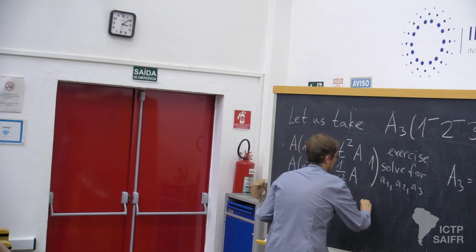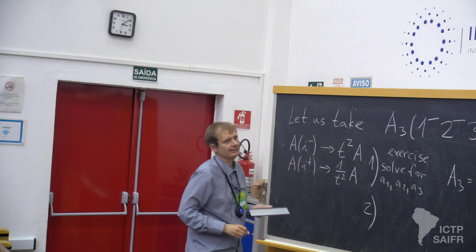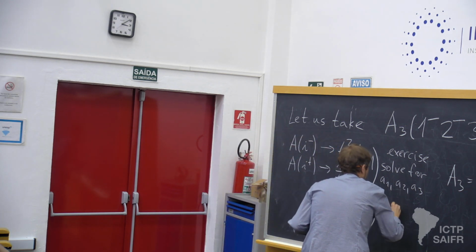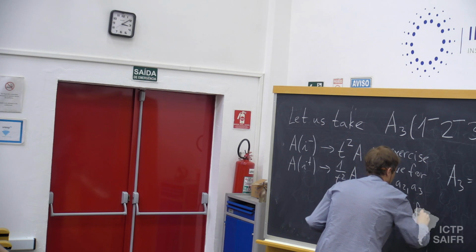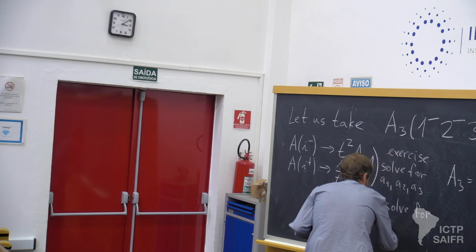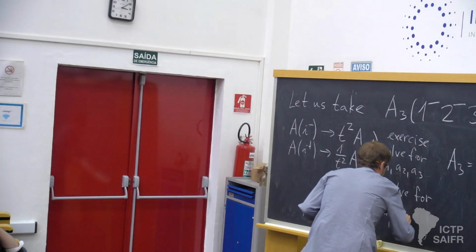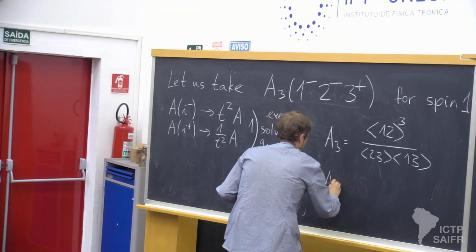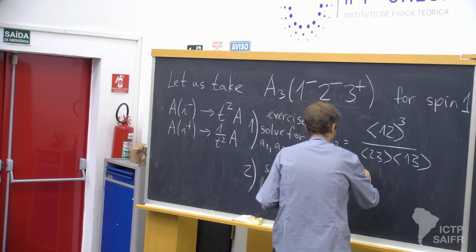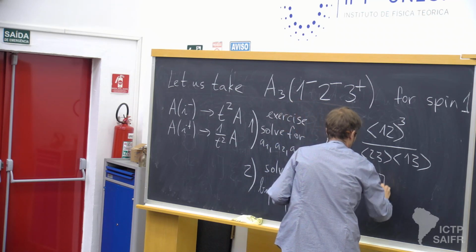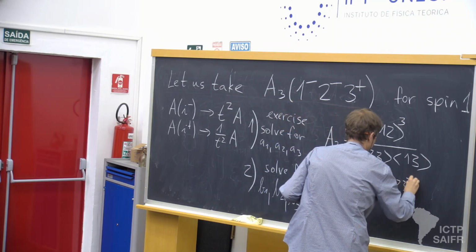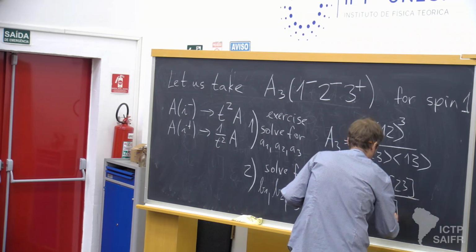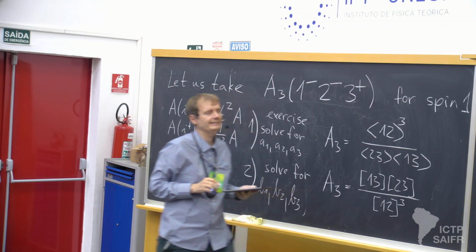Then we can consider the second one, where all the lambdas are proportional, and solve for B1, B2, and B3. So A3, in that case, is 1,3 times 2,3 over 1,2 cubed. You will find this solution.